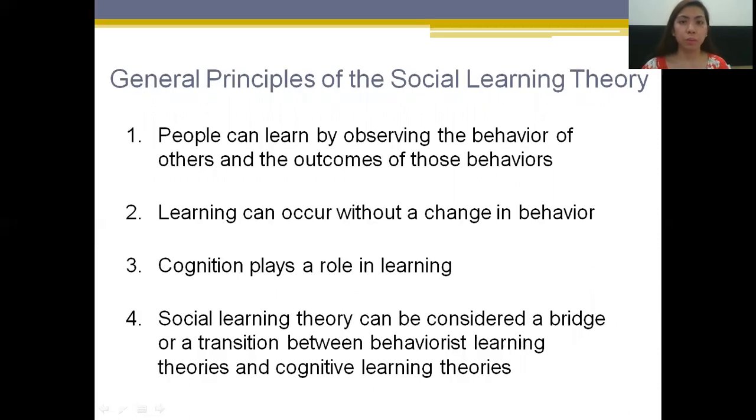The general principles of the social learning theory are the following. First, people can learn by observing the behavior of others and the outcomes of those behaviors. Learning can occur without a change in behavior. Cognition plays a role in learning, and social learning theory can be considered a bridge or a transition between behaviorist learning theories and cognitive learning theories.